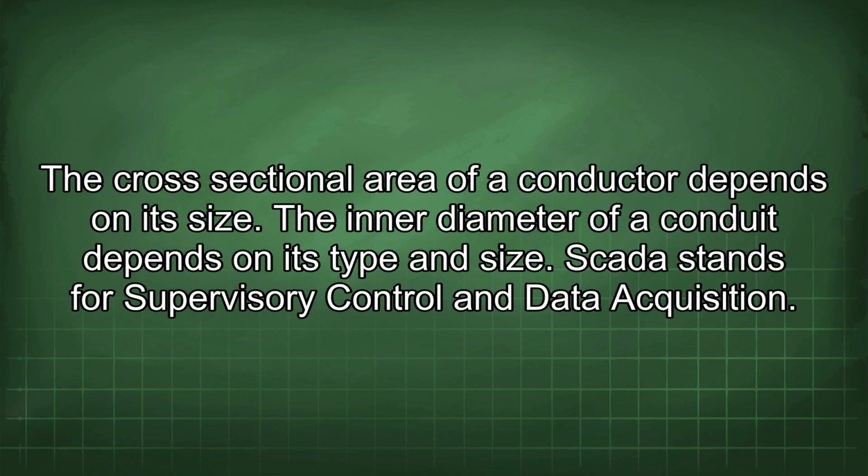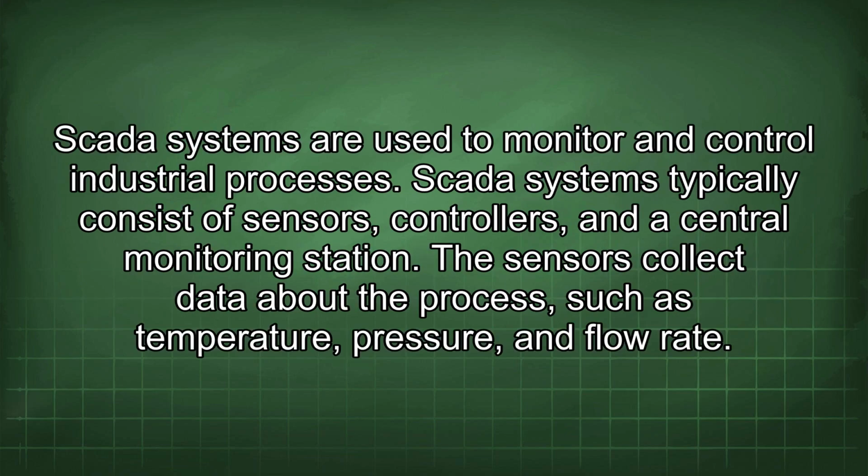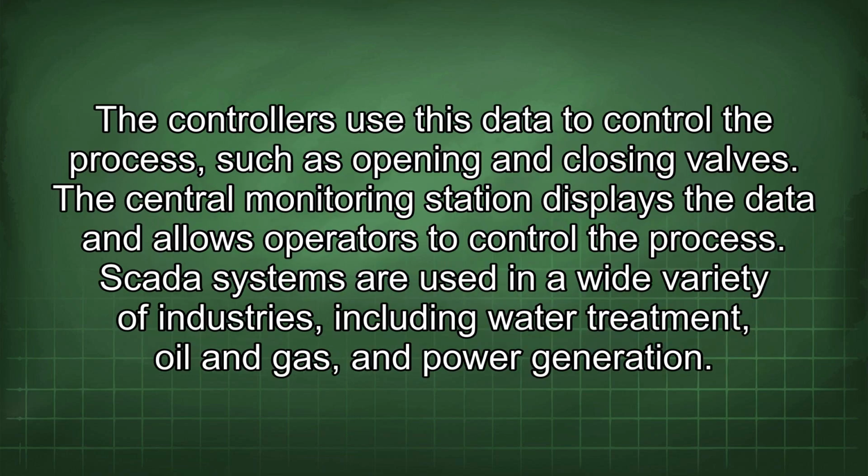SCADA stands for Supervisory Control and Data Acquisition. SCADA systems are used to monitor and control industrial processes. SCADA systems typically consist of sensors, controllers, and a central monitoring station. The sensors collect data about the process, such as temperature, pressure, and flow rate. The controllers use this data to control the process, such as opening and closing valves. The central monitoring station displays the data and allows operators to control the process.